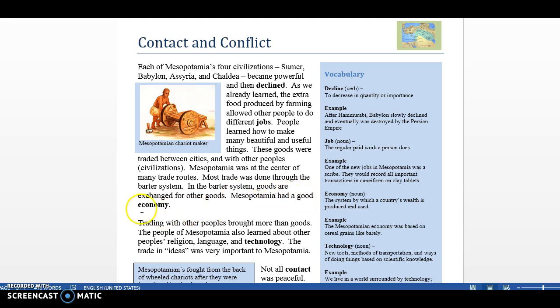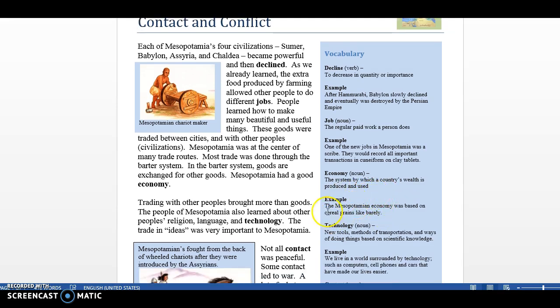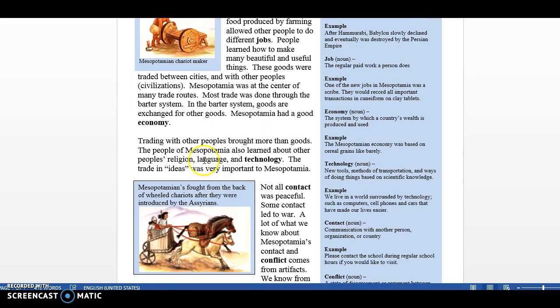Mesopotamia had a good economy. Economy is also a noun. The meaning, the system by which a country's wealth is produced and used. For example, the Mesopotamian economy was based on cereal grains like barley. So economy, basically money. Money system.